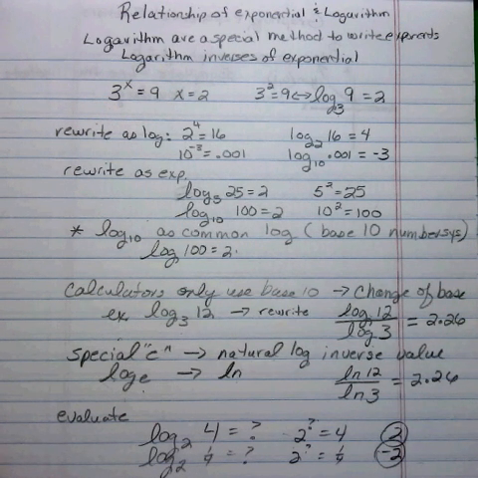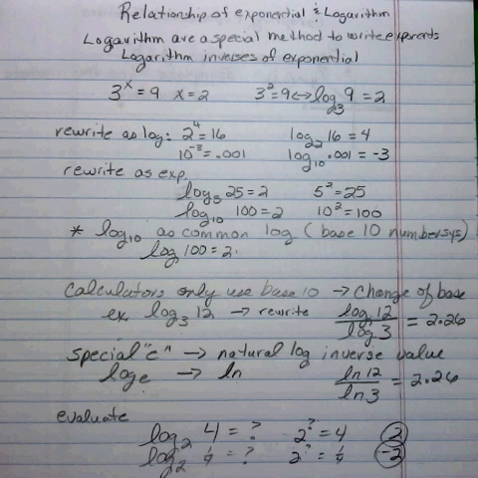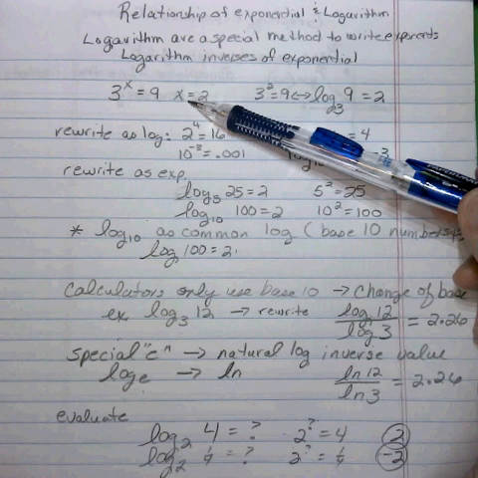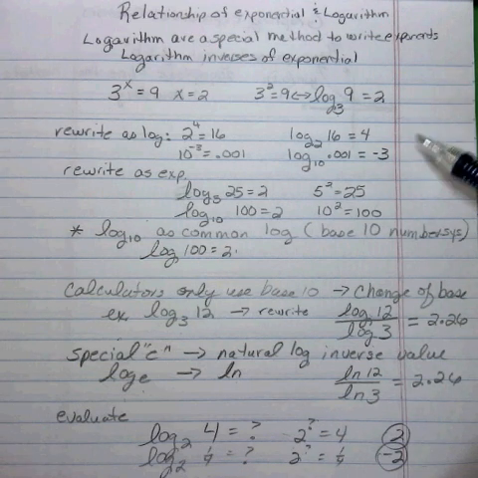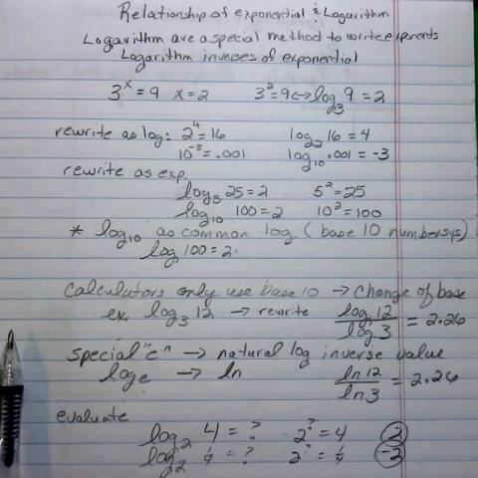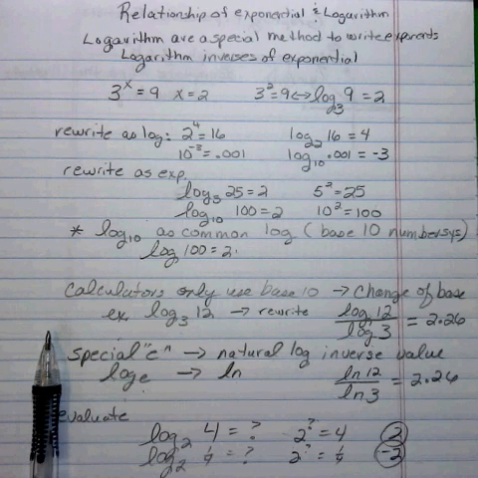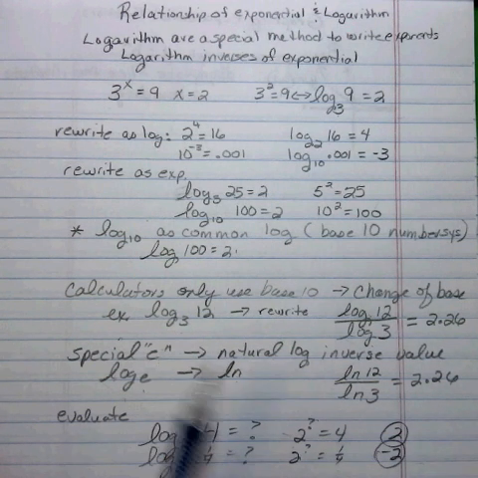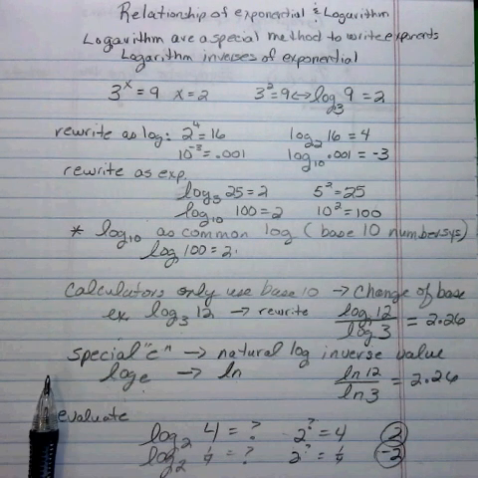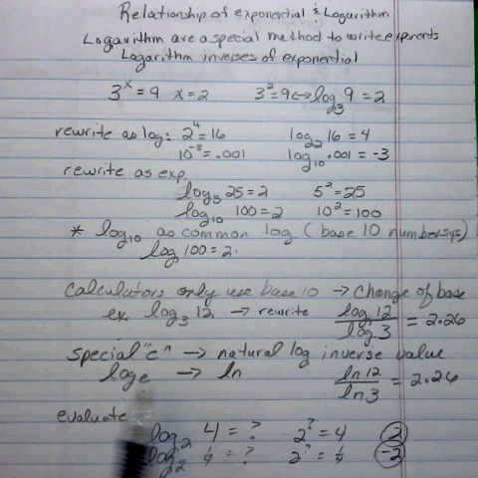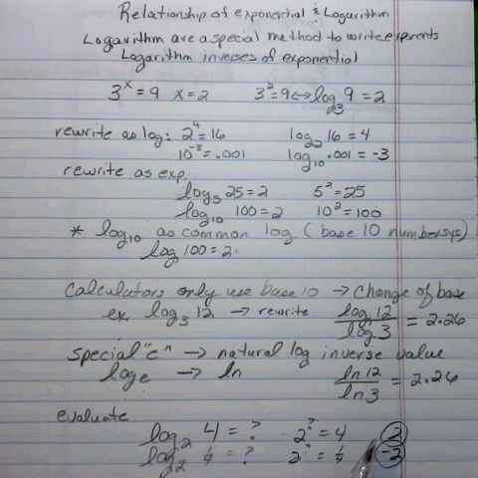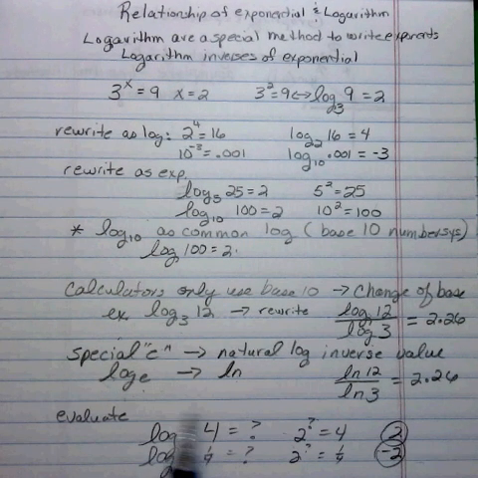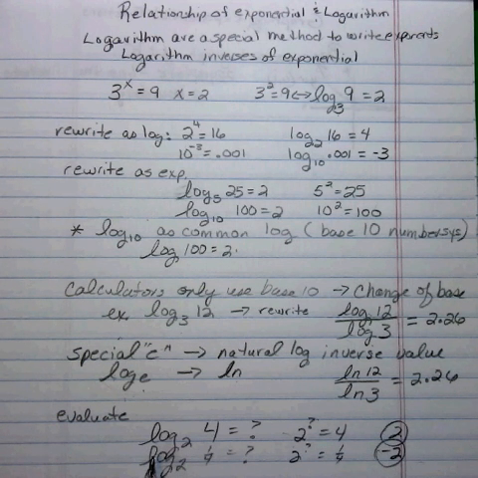So that finishes up our relationship of exponential and logarithms. We've looked at how they are inverses of each other. We should be able to write an exponential as a log and a log as an exponential. We've looked at how to use the change of base formula so that we can calculate non-base 10 logs in the calculator. We've looked at the relationship between the special e exponential value and natural logs and how to use the change of base formula with that. And we've also looked at how to evaluate logs without a calculator.